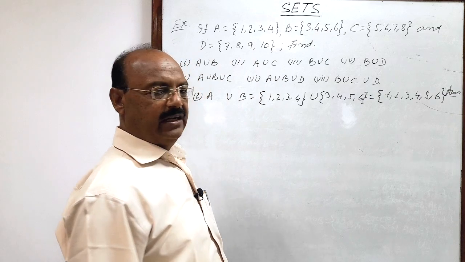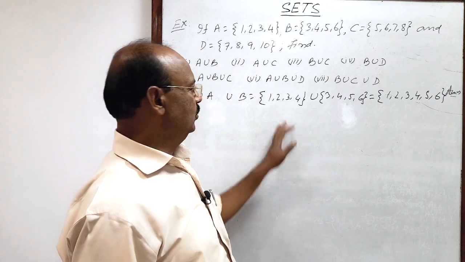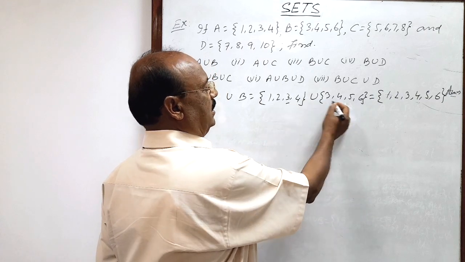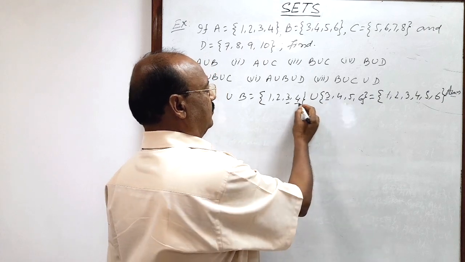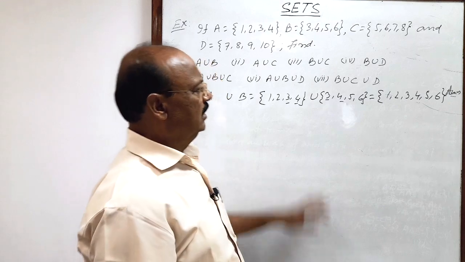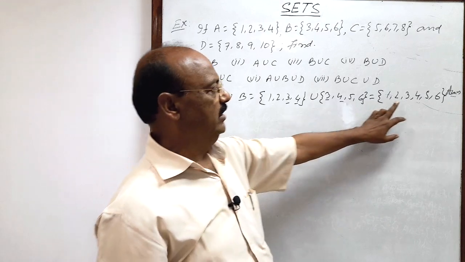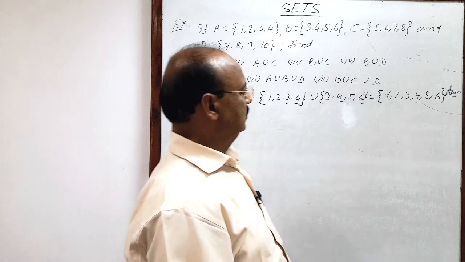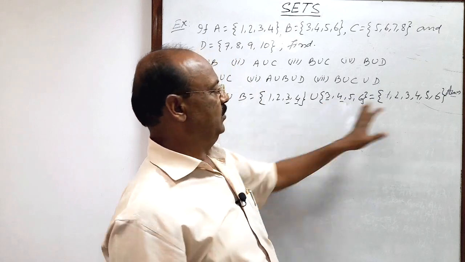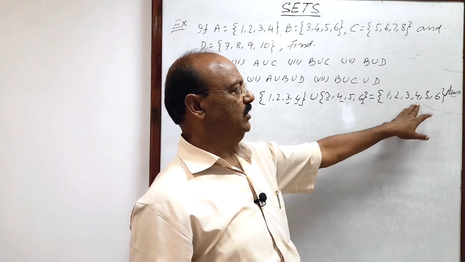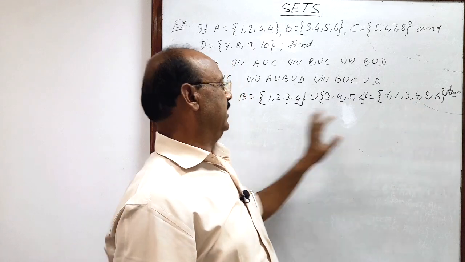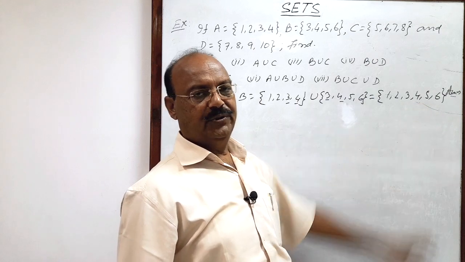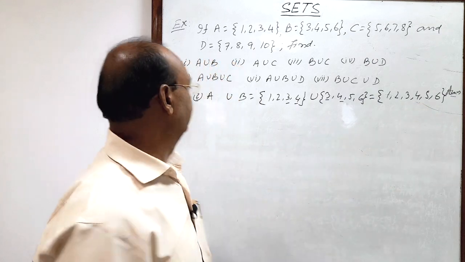Some of the elements are available in both the sets. For example, 3 is available in both the sets and 4 is available in both the sets. But as we know, we will write them only once in the union of two sets. So the union of sets A and B is a set having elements 1, 2, 3, 4, 5, 6. We have collected all the elements from both the sets, giving us union of sets A and B.